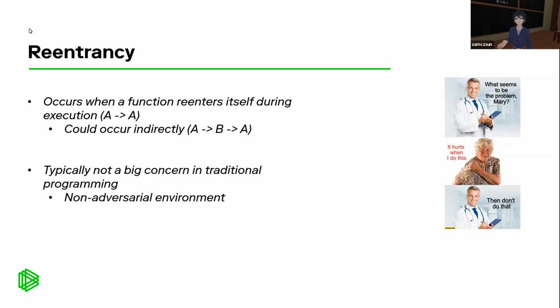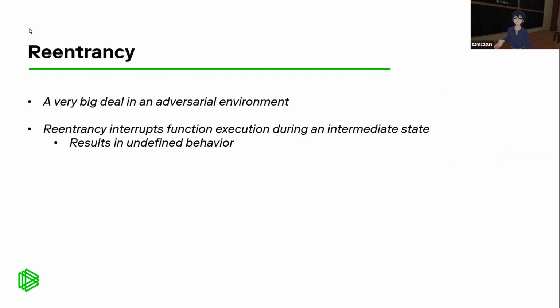Now, typically, this setup isn't a big deal in traditional programming because you're programming in a non-adversarial environment. This means that if you write a program and you have a reentrancy and then your program breaks, you can just not do that and you'll be fine. However, it's a very big deal in an adversarial environment, such as the blockchain, where there's millions of dollars at stake and everyone's trying to get at it.